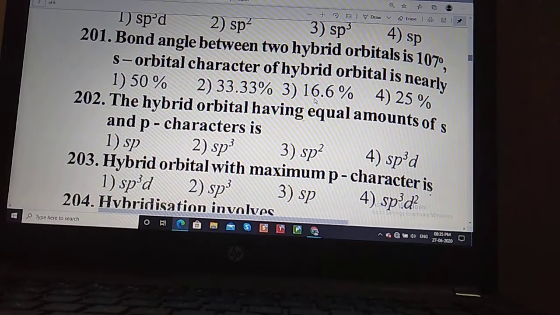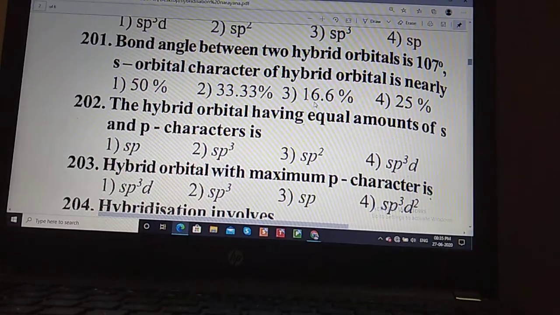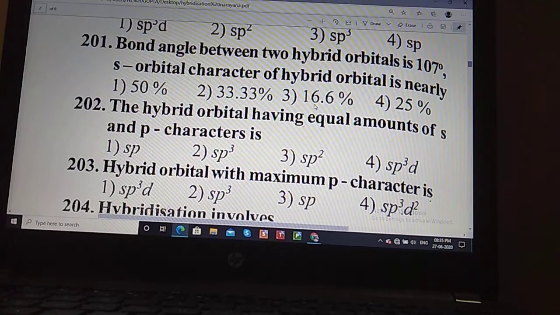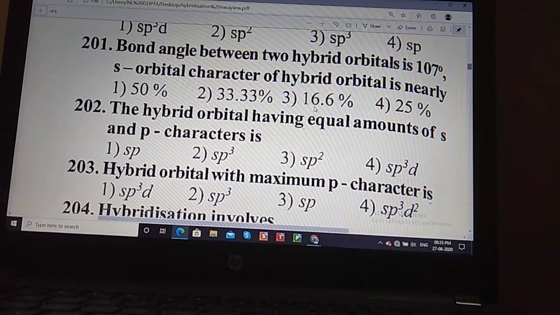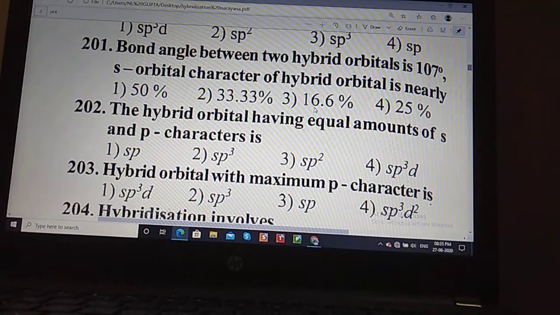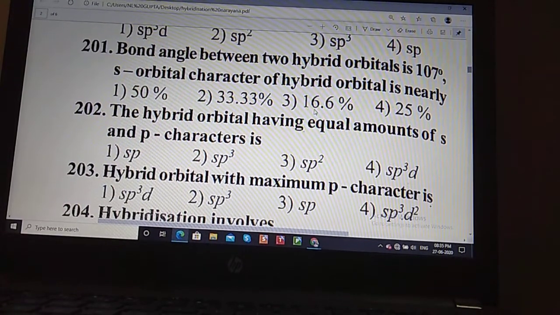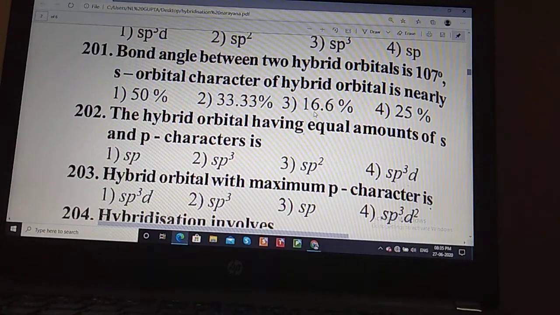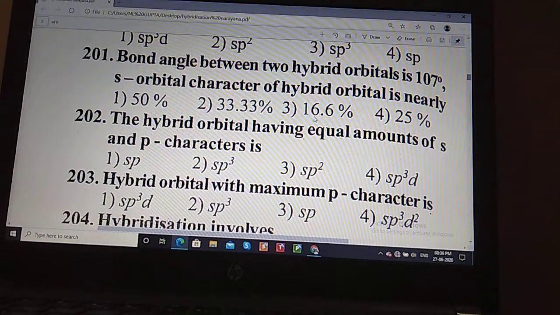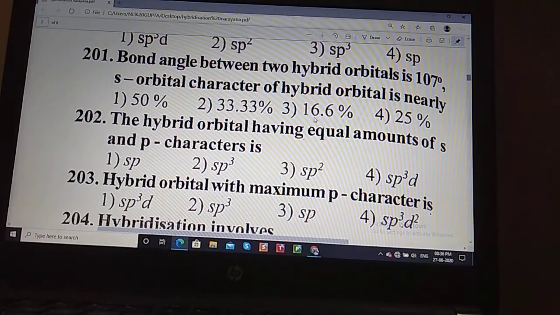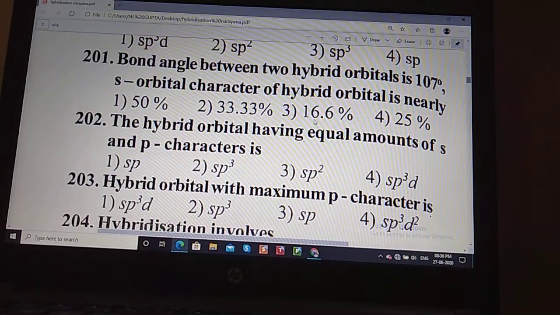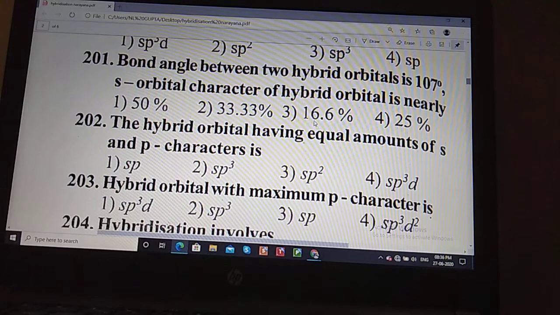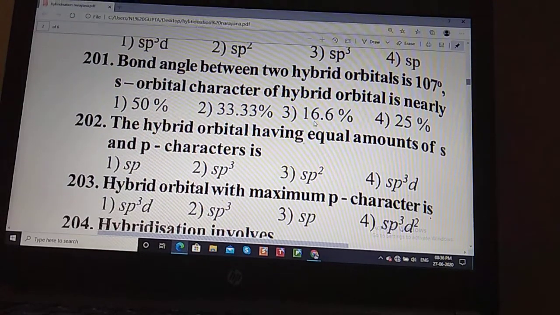The bond angle between hybrid orbitals is 107 degrees. Okay, the bond angle they are giving is 107 degrees. The s orbital character of the orbital is nearly? So they are asking for the percentage s character. Dear student, how to do this type of question? The options they have given are 50%, 33%, 16% and 25%. So let us see how to do it.